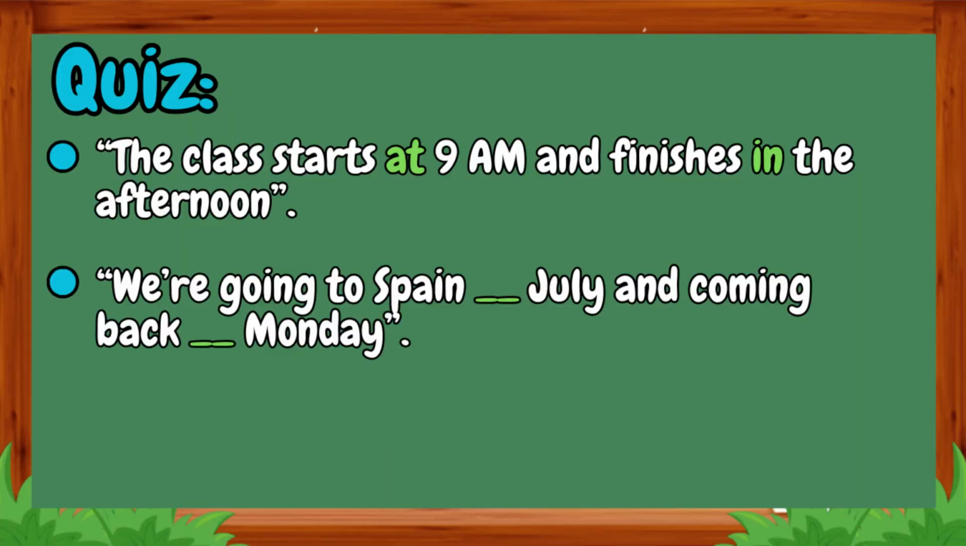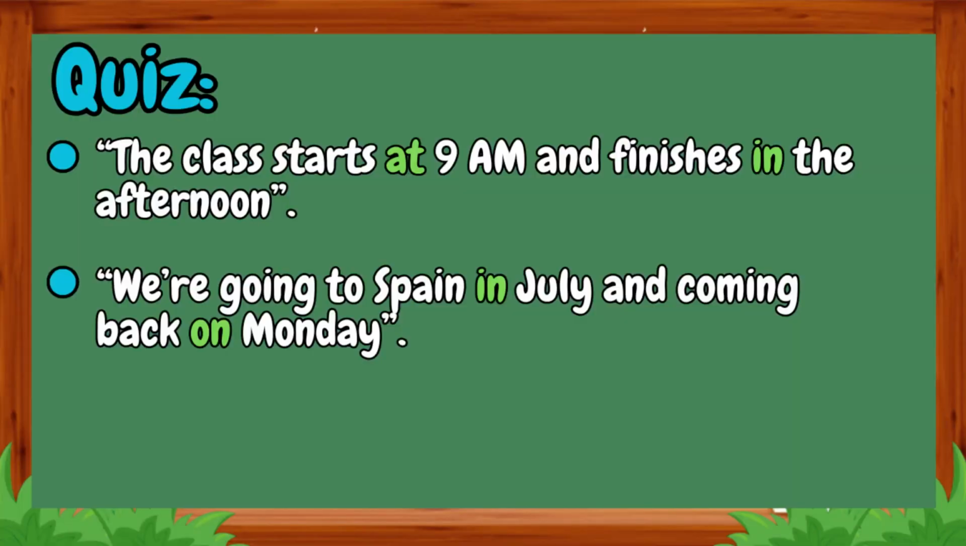The second one is: we are going to Spain blank July and coming back blank Monday. Again, I'll give you a second to think about it. And the answer is: we're going to Spain in July and coming back on Monday. So well done. Have you got both of them correct?